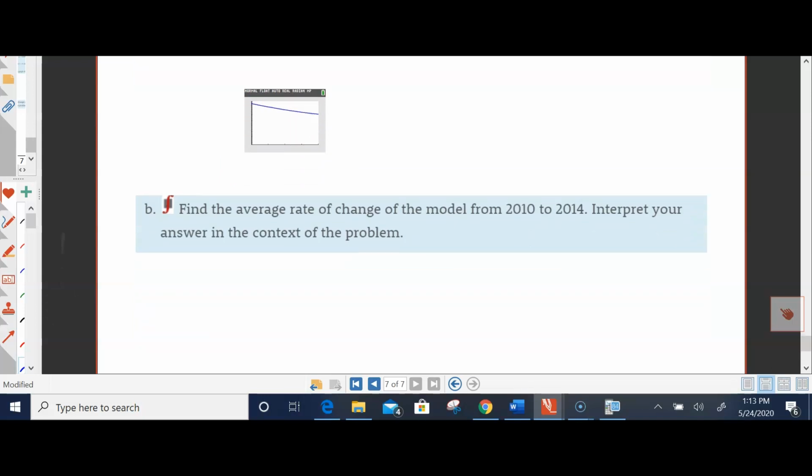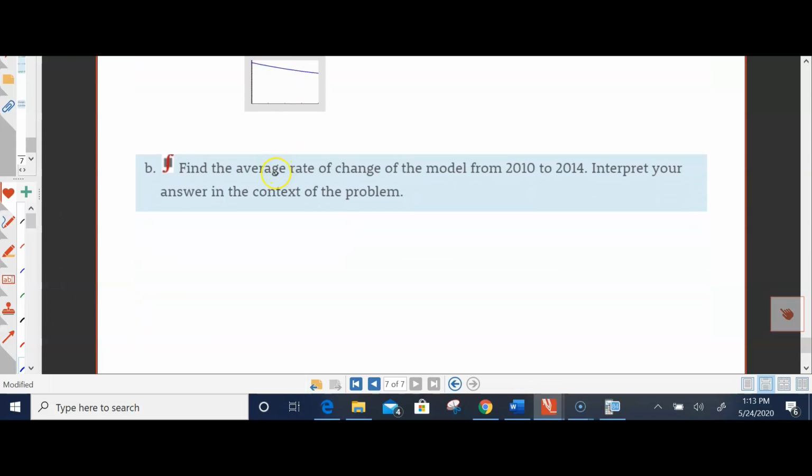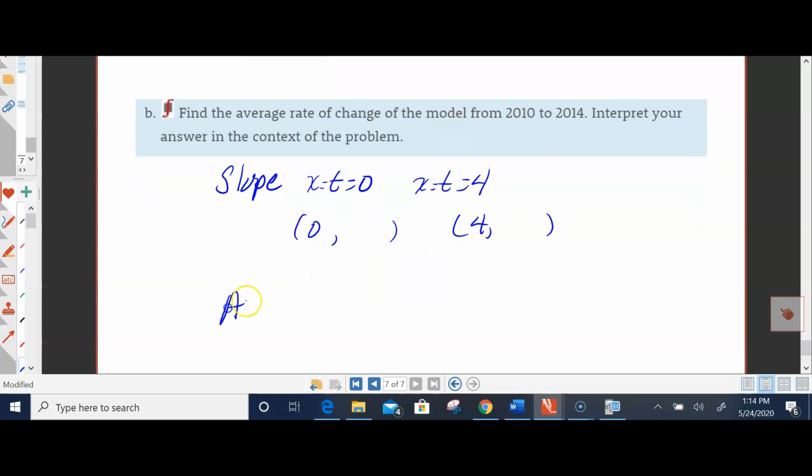Now what we want to do in part B is find the average rate of change. What does that mean? We want to find slope. And we want to find the slope between 2010 and 2014. So remember, for the first point, t was equal to 0, and for the second, t was equal to 4. So I need the ordered pairs 0, something, and 4, something, because t is basically our x in this problem. Let's find those ordered pairs and calculate the slope, because when we do that, we will have the average rate of change.